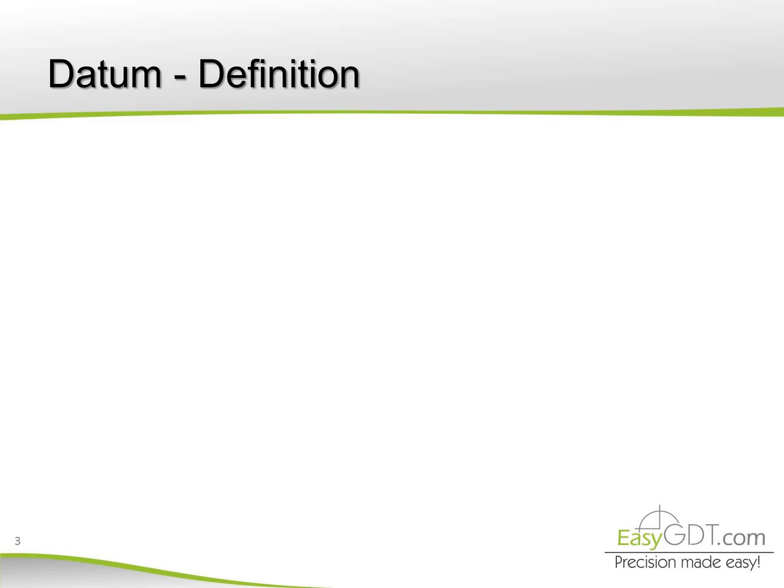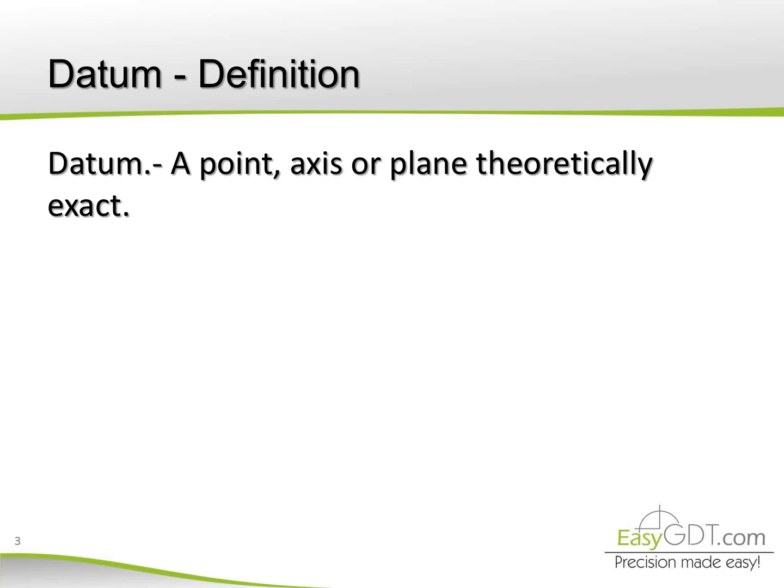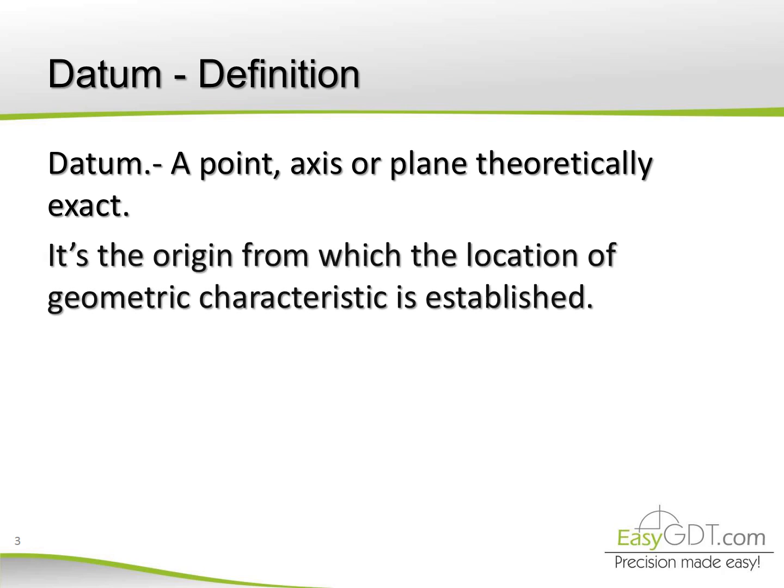Datum. Datum, a point, axis, or plane theoretically exact. It's the origin from which the location or geometric characteristic is established.